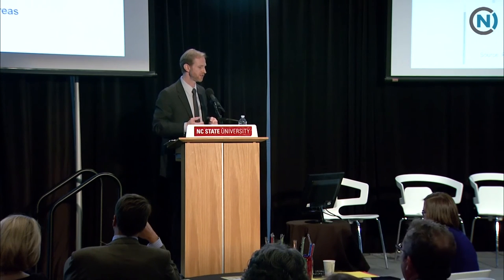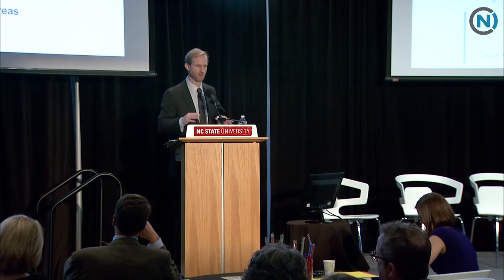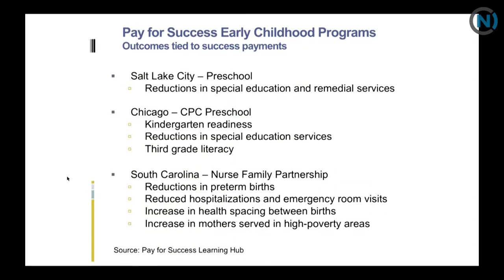So for Salt Lake City's preschool project, they're focusing on reduced costs to special education and remedial services. In Chicago, kindergarten readiness scores is a metric that's being used in their Pay for Success project, reductions in special education services, and third grade literacy. And this is a combined jurisdiction project with the Chicago Public Schools and with the City of Chicago. So two areas of government stepping in to declare that they have some benefits within their own budgets that could benefit from having these results.